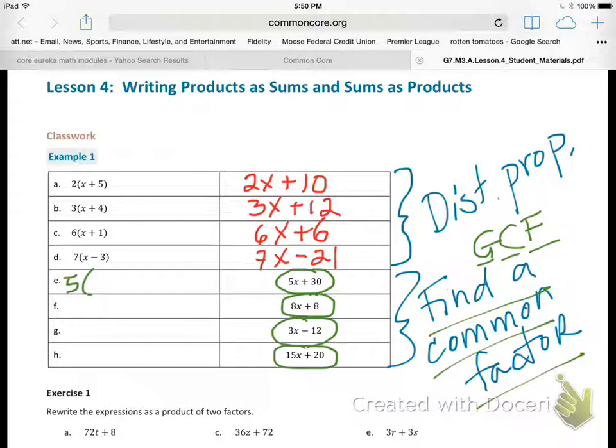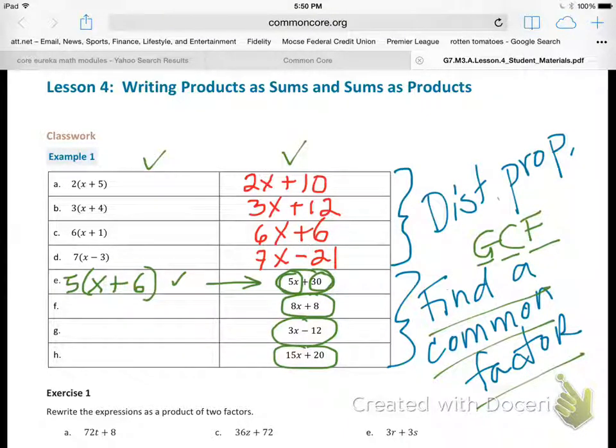Then we have our parentheses, and now we want to undistribute. 5 times x would give you the 5x, and then plus, 5 times 6 would give you 30. So this is the undistributed version of this expression, and they are both, of course, equivalent. This column is equivalent to its companion expression on the other column.